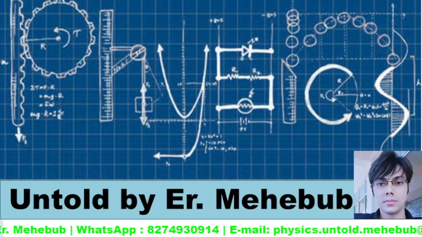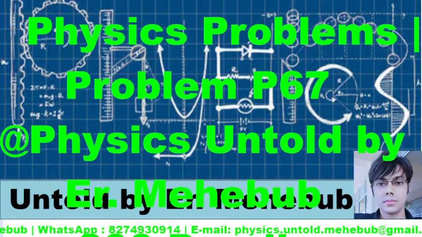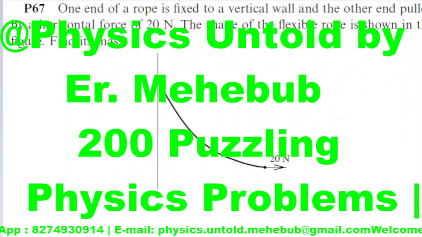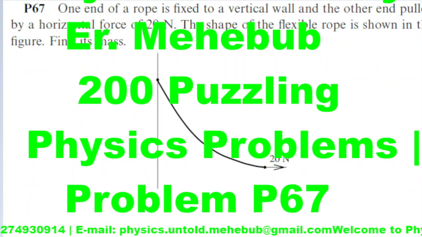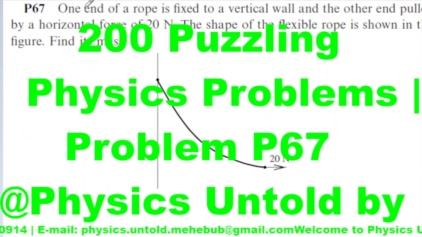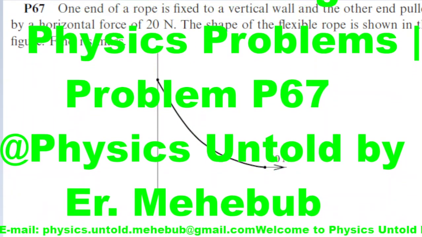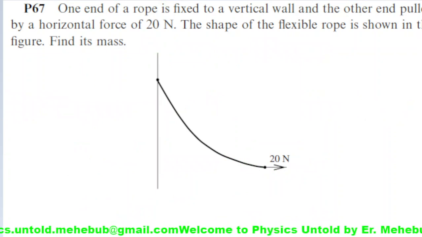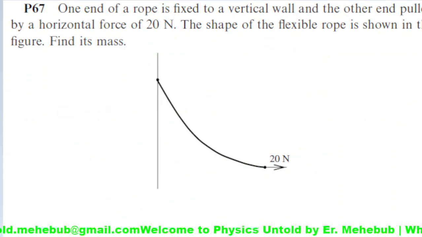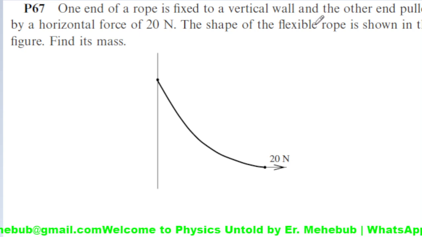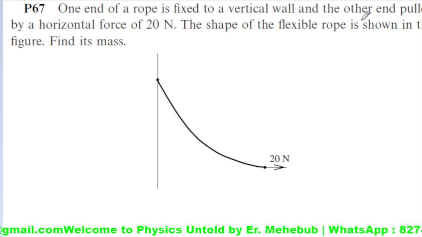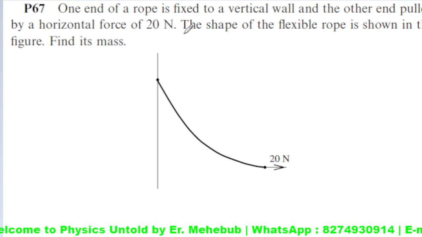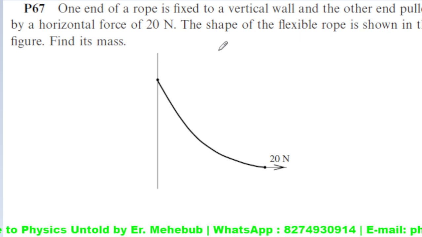Here I am representing 200 puzzling problems, and this is problem number 67. The question is: one end of a rope is fixed to a vertical wall and the other end is pulled by a horizontal force of 20 Newton. The shape of the flexible rope is shown in the figure.